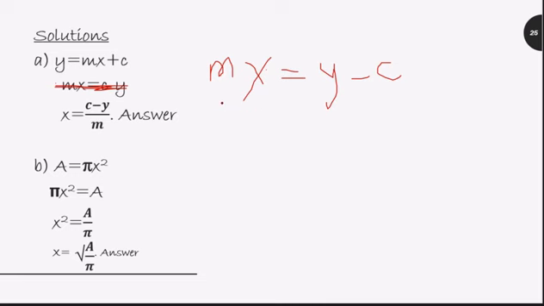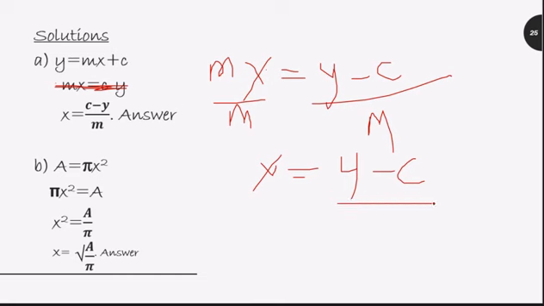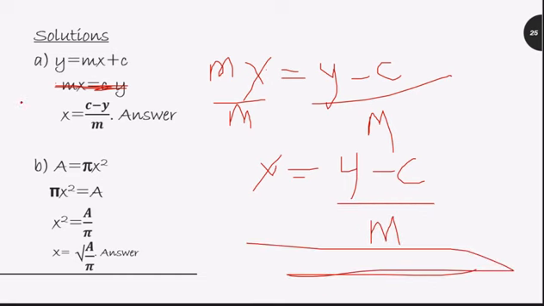Then let's look at the area of the circle. Make x the subject of the formula. Here, A is equal to pi x squared, and x squared is equal to a over pi. Since there is a square here, you square root both sides of the equation. And you get x is equal to the square root of a over pi. That's the answer.